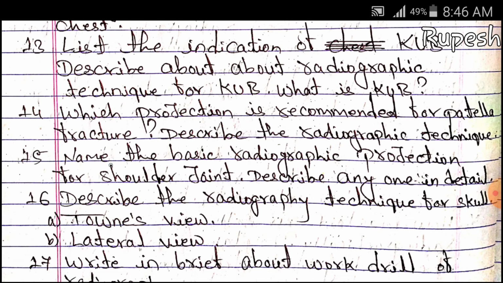Question number 15. Name the basic radiographic projections for shoulder joint. Describe any one in detail.